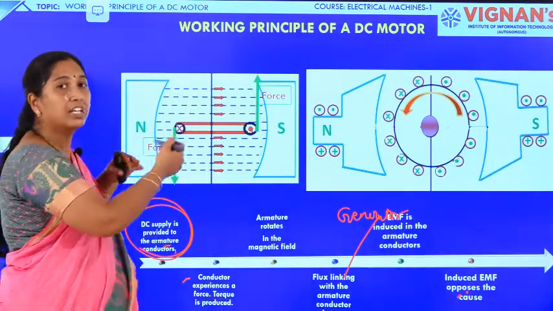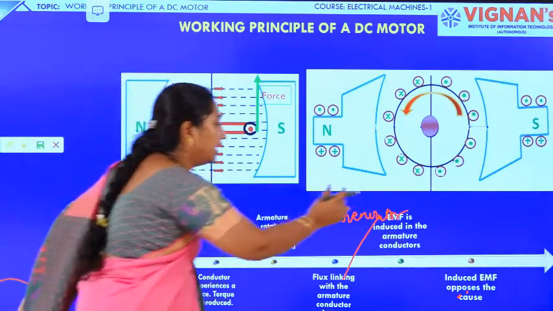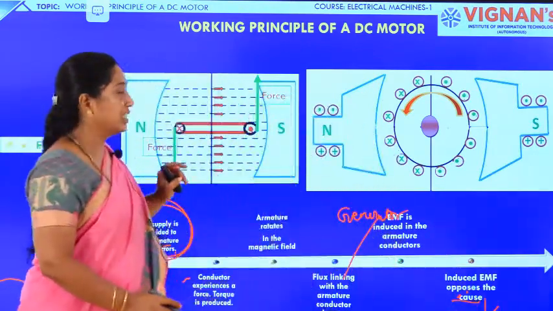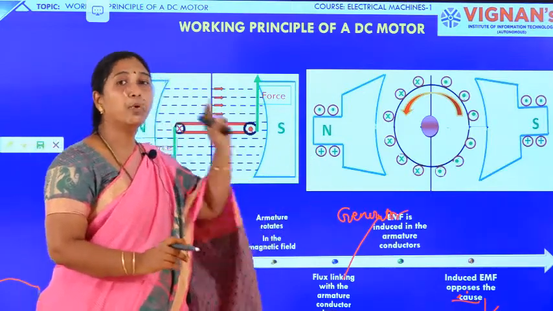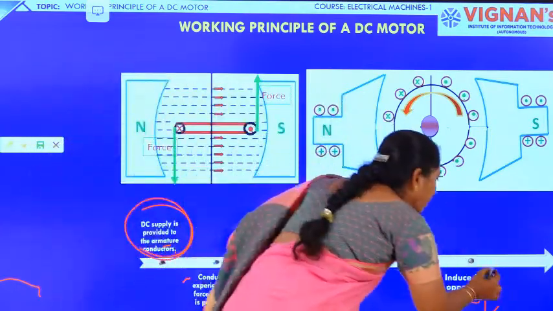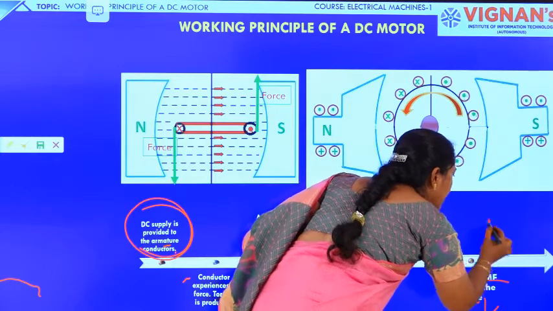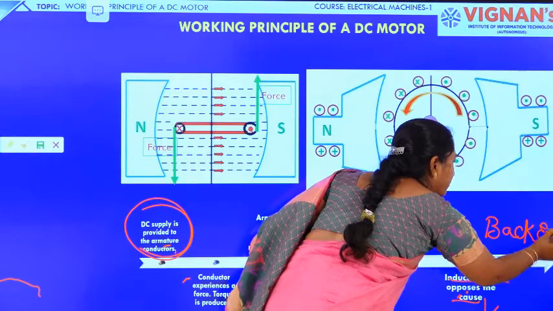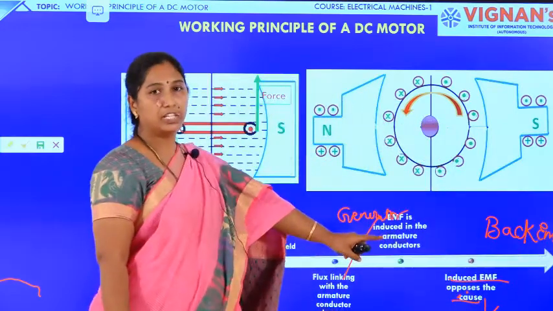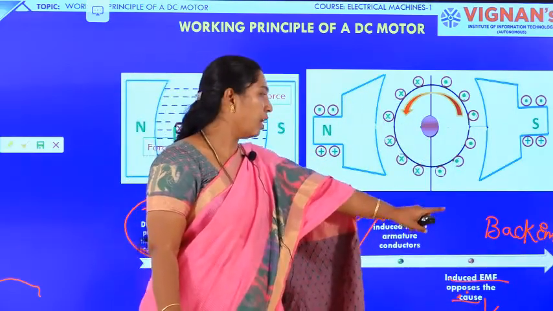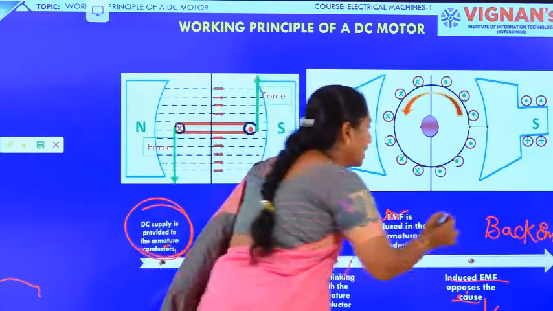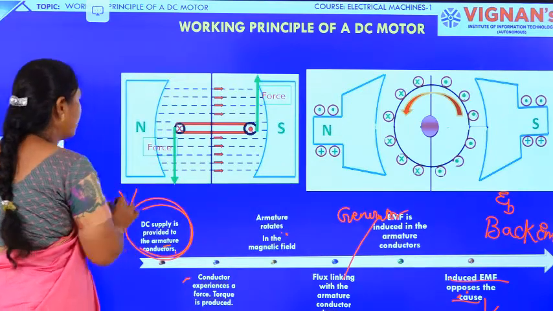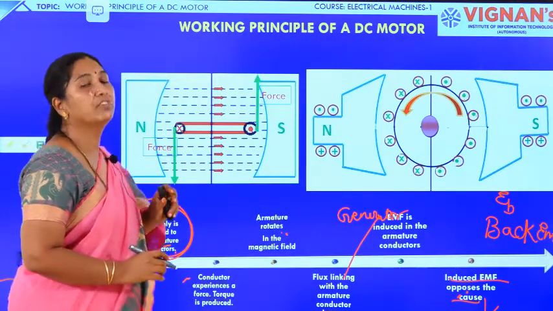Now, we can summarize that the induced EMF will oppose the supply voltage. That is why this induced EMF is known as back EMF. The induced EMF will be called back EMF because it opposes the cause of its production, which is the supply voltage. We will be representing the supply voltage with V.